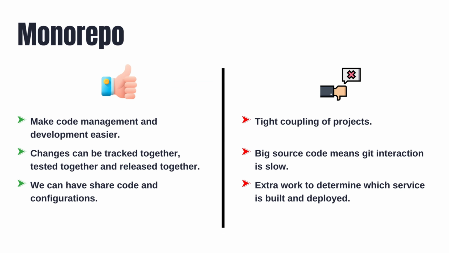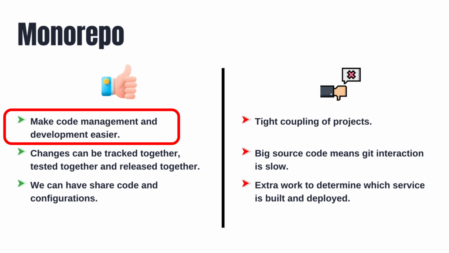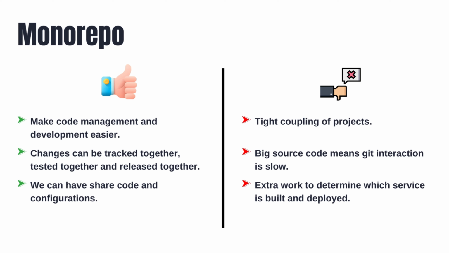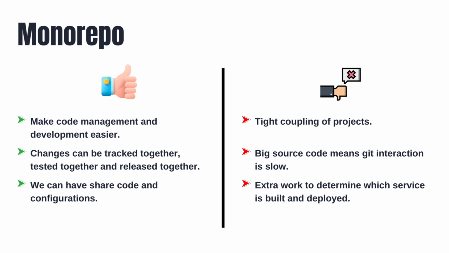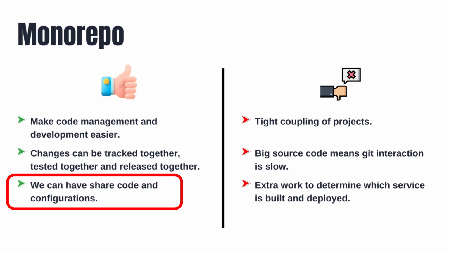So let's discuss the pros and cons of each approach. For monorepo, in terms of advantages, it makes code management and development much easier because we have everything in one place. Secondly, changes can be tracked together, tested together, and released together. That means if we make a change in a microservice and that affects other microservices, we can easily spot it. And finally, because we have multiple projects in the same repository, we can create shared code and configurations, then reuse that in multiple projects.